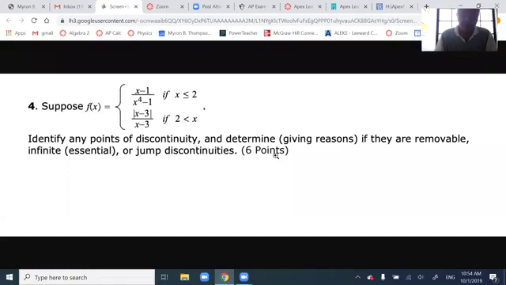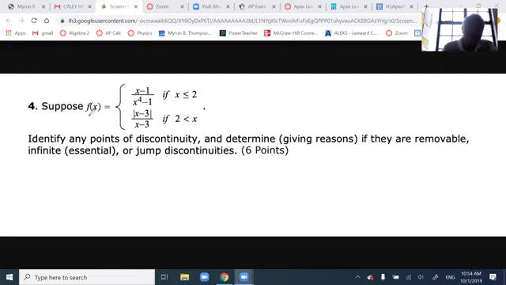Okay, let's look at this question here. They said suppose f(x) is equal to this piecewise function. When x is less than or equal to 2, you follow this. When x is greater than 2, you follow that. They ask you to identify any points of discontinuity.